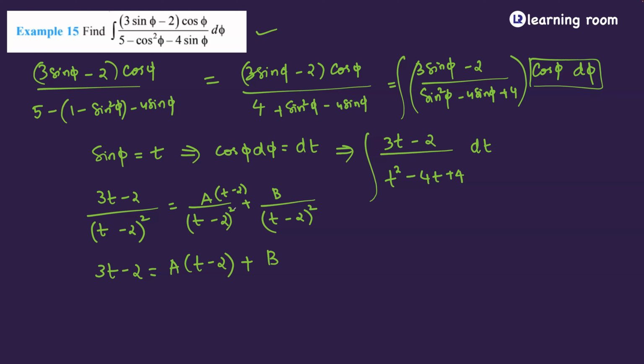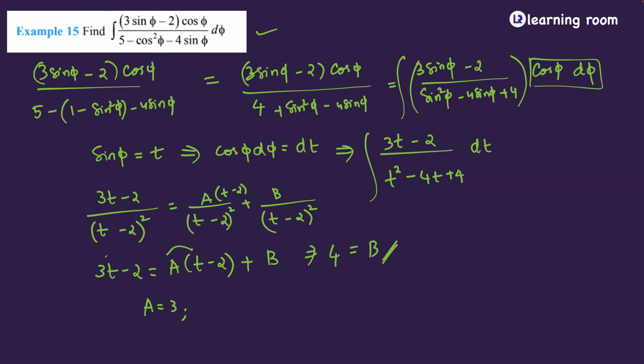Now you know how to solve it. I already told you, the factor is t minus 2. What will you substitute? What is the root? t minus 2 is 0, so t is equal to 2. Put 2 there. What are you going to get? When you put 2 here, 6 minus 2 is 4, so 4 is equal to b. So b is basically 4. Now that you know b, compare the coefficient of t: a into t is equal to 3t. So a is 3.